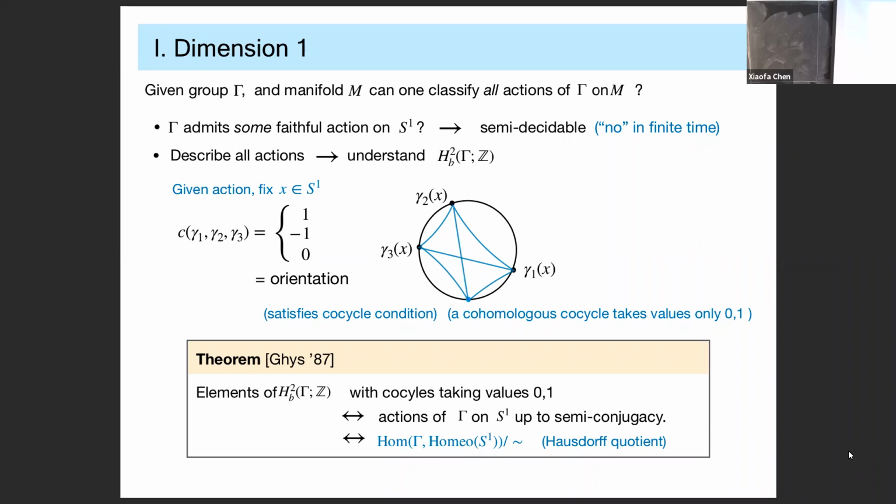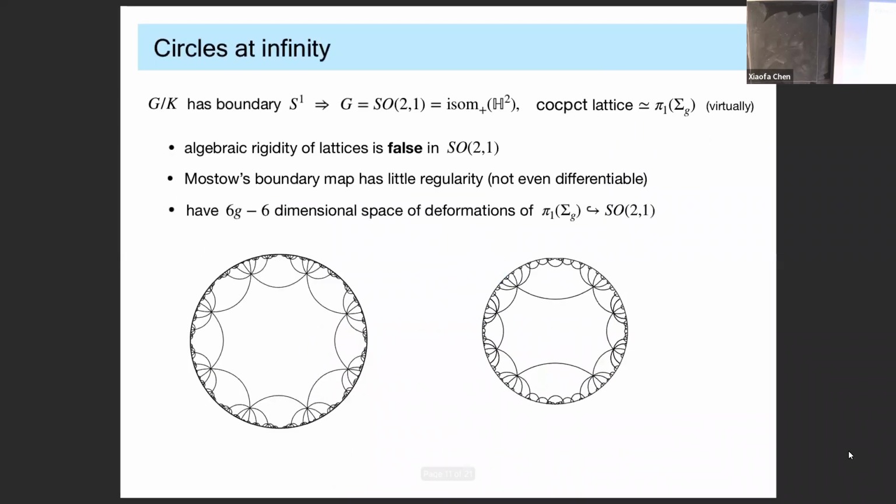Okay, great. So what is this telling us? If you have a group and you want to understand all of its actions on a manifold, there's a sort of system or some machinery for doing this, provided your manifold is a circle. And of course, the next question is, well, okay, let's put this in practice. Are there some gamma that give me some interesting example? All right. Well, let's try and figure out, maybe there's some gamma lattices with circles at infinity, and I can apply the Mostow machine, this philosophy of Mostow, to it.